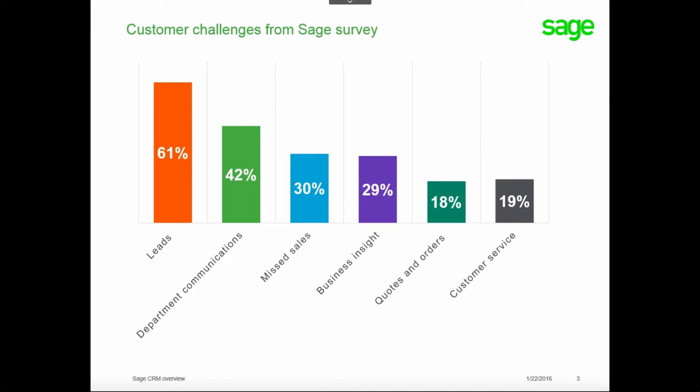At the top of the list, you'll see leads. This is where they lack the ability to track and manage sales opportunities and leads effectively. The second highest one, departmental communications, is where they identified the inability to track communication between teams and across different departments. The third one is missed sales opportunities. You can also see other examples here of lack of reporting, difficulties with quotes and ordering, and managing customer service.